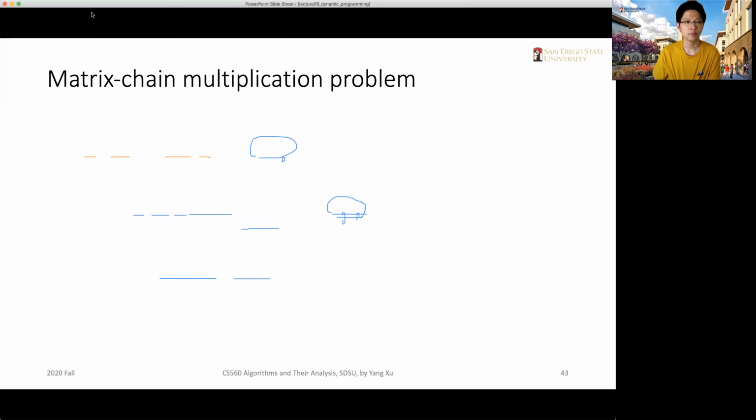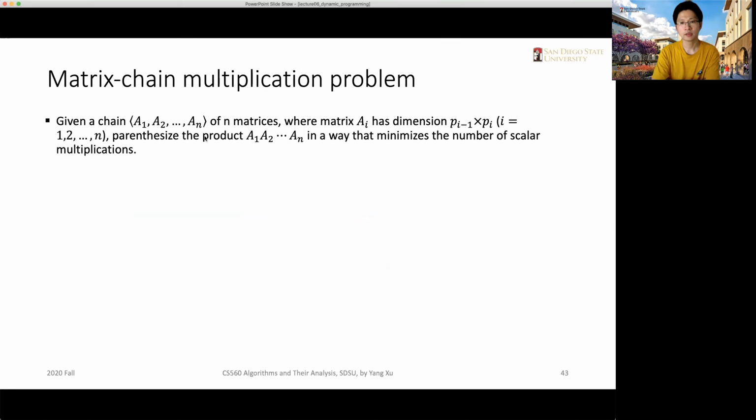Here's a more formal definition of the problem. Given n matrices from A1 to An, we know the dimensions for each matrix Ai. For Ai, we use the dimensions P subscript i minus 1 and Pi to indicate the dimensions of matrix Ai. We want to parenthesize the products so that the total number of scalar multiplications is minimized.